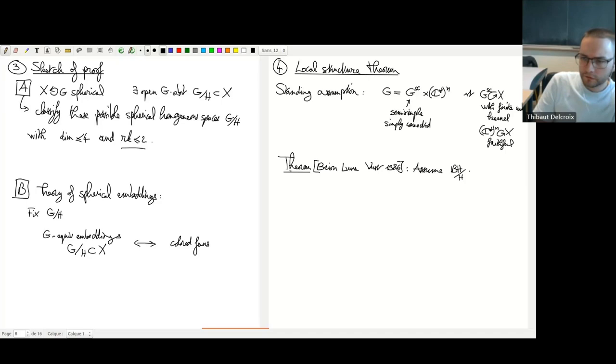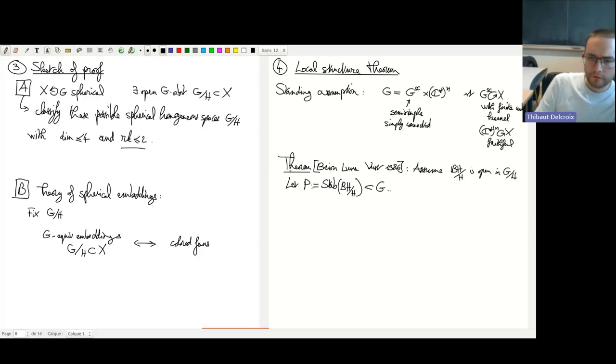So I have to assume something which we can always arrange by changing the choice of Borel subgroups. So I assume that the orbit of the identity coset under the Borel subgroup is open in G mod H. Then consider the stabilizer of this open orbit in G.